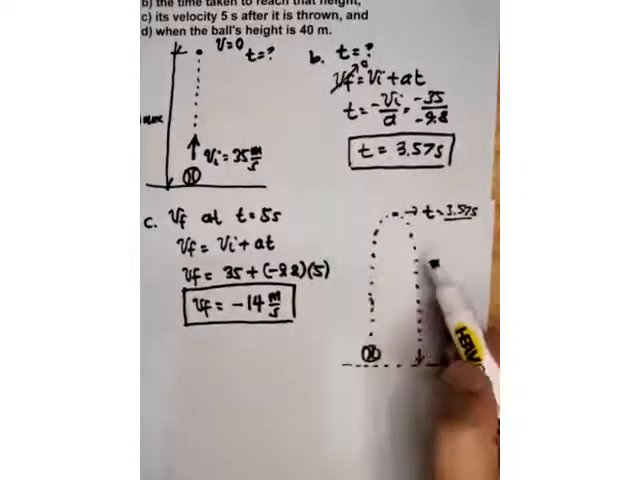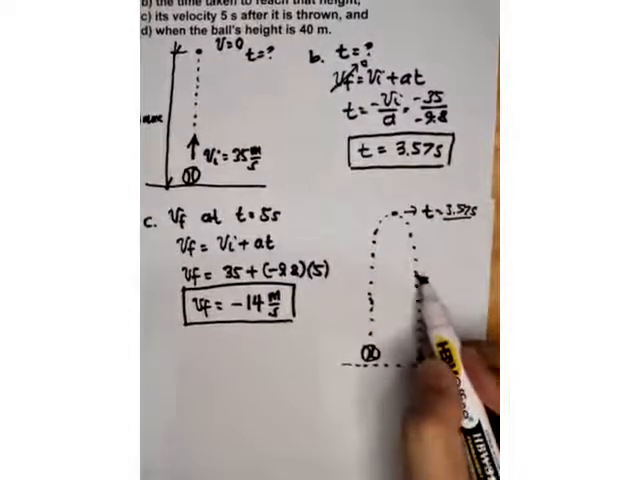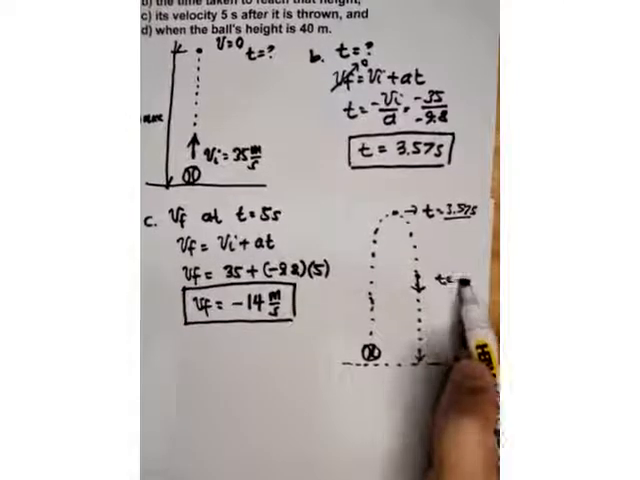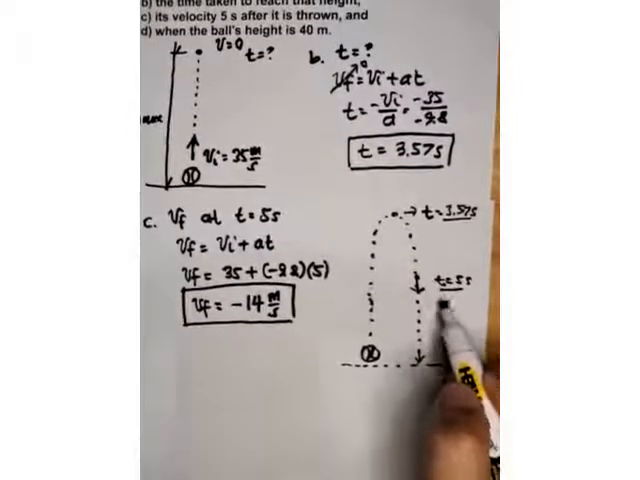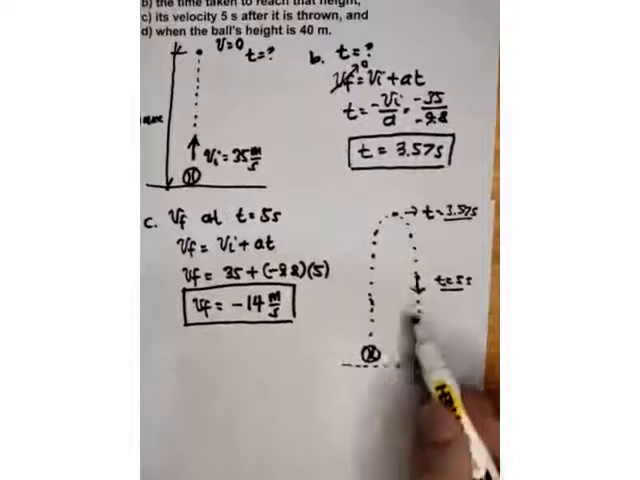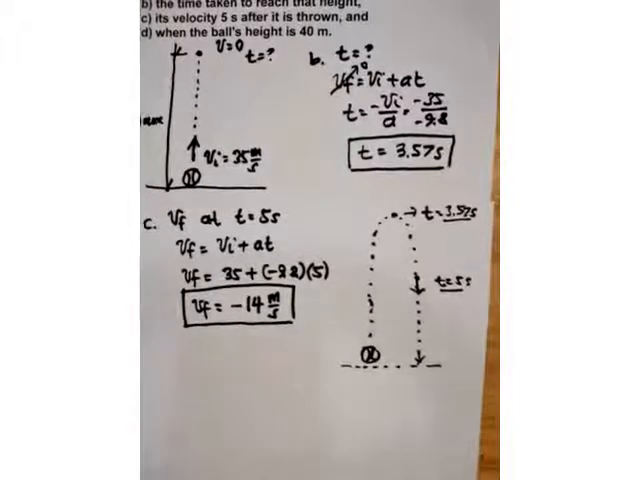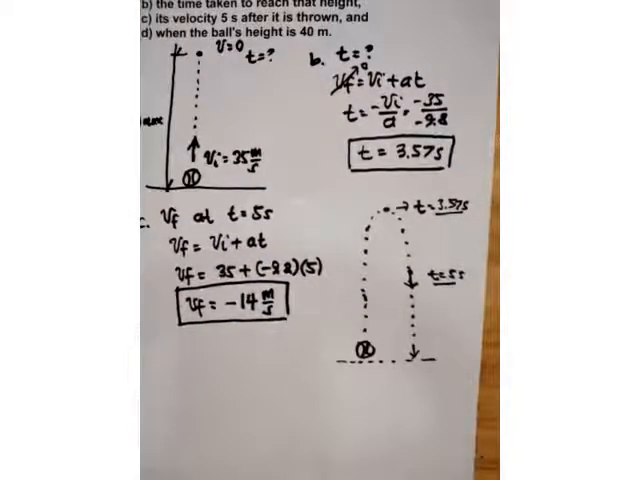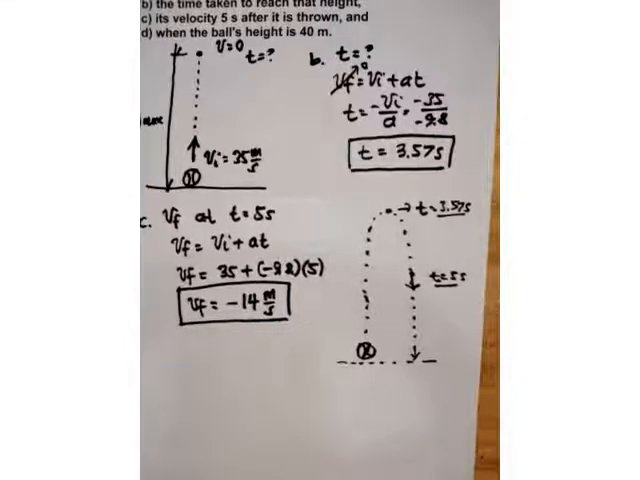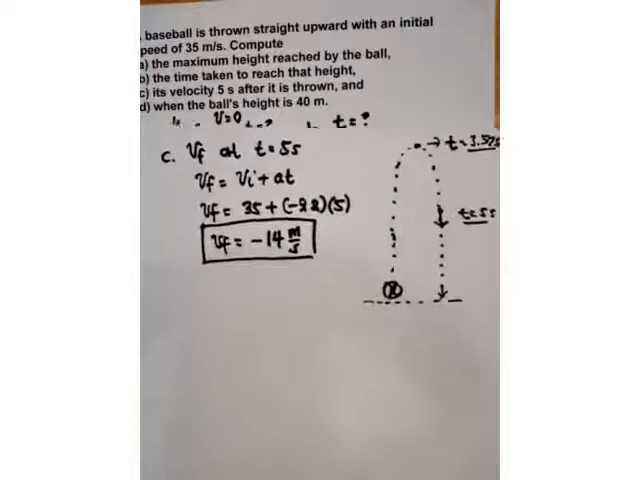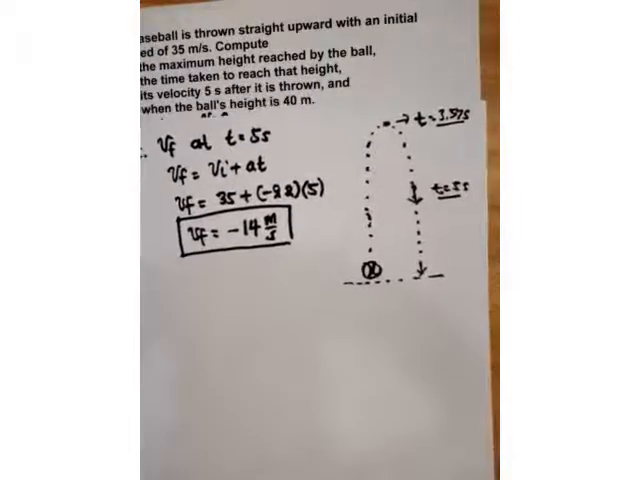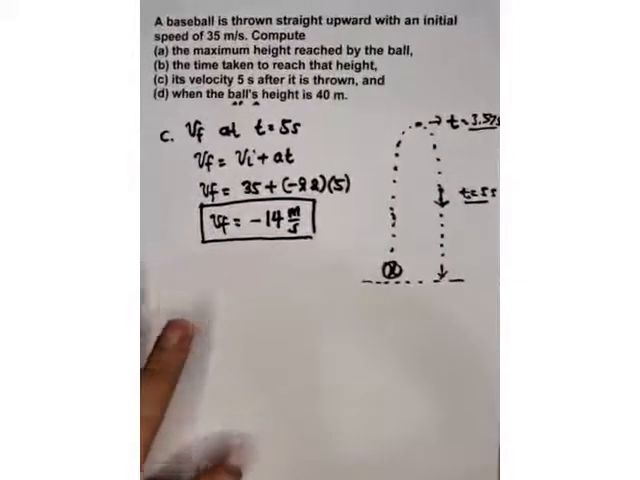Kaya, after 5 seconds, siguro kunwari, nandito na yung 5 seconds. Oh, yung velocity niya dito is negative 14 kasi pababa na siya. Okay? So, wala namang ano doon. So, may question ba doon sa letter C?